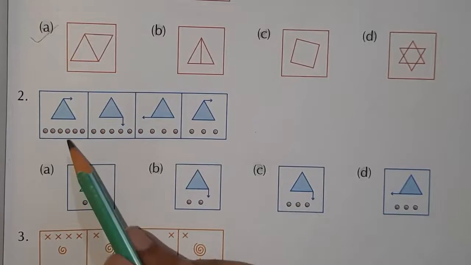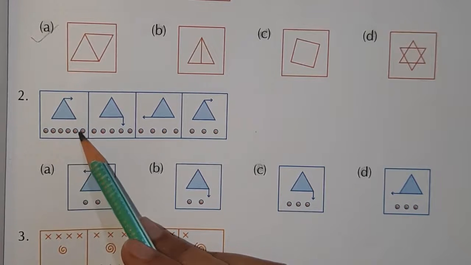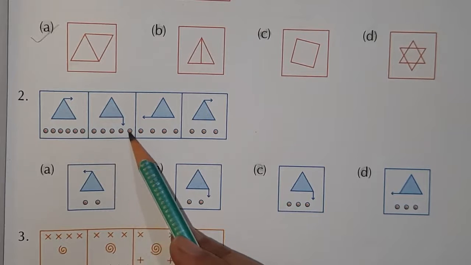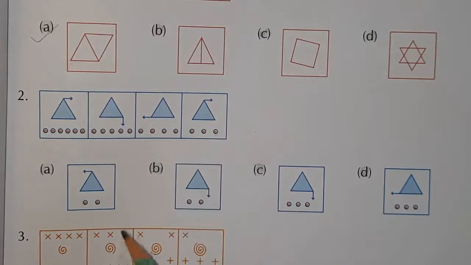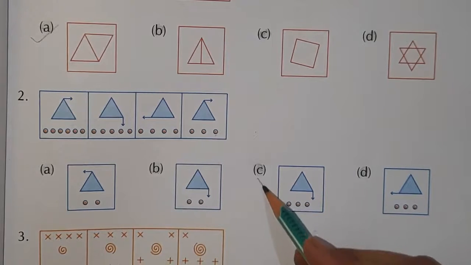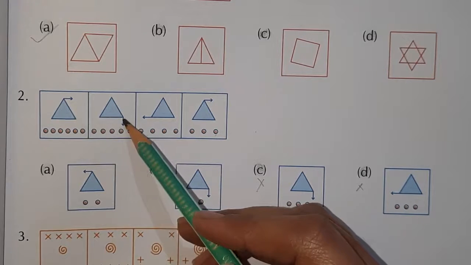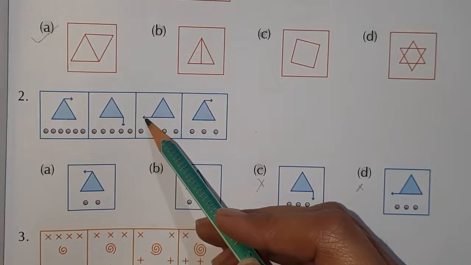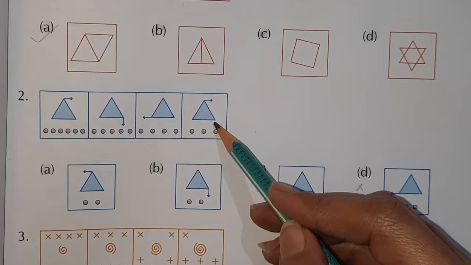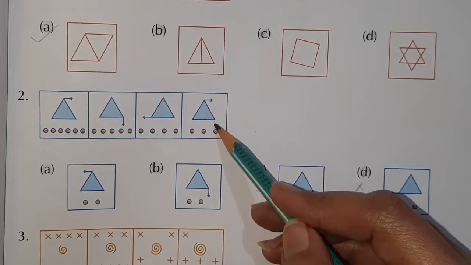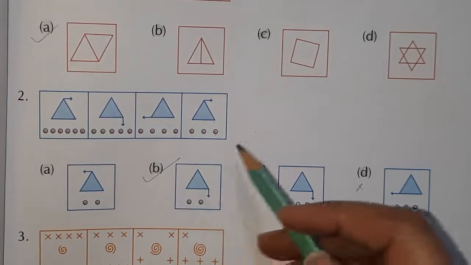Question number 2. Triangle was there. 1, 2, 3, 4, 5, 6 circles. 1, 2, 3, 4, 5. 1, 2, 3, 4. 1, 2, 3. And next there should be 2. So these 2 options are totally wrong. Now check these 2. Arrow mark. Arrow is shifted to the next vertex. Now to the next vertex. To the next vertex. Now it will be shifted downward in this vertex. So option B is correct according to the given series.